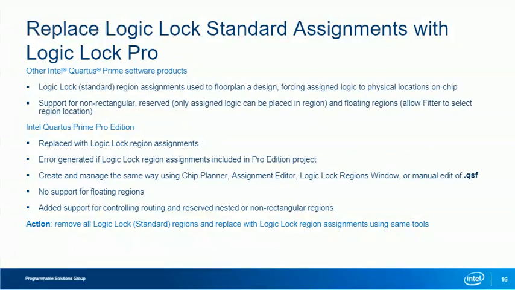A reserved region prevents the fitter from placing any logic in the region other than the logic assigned to that region. A floating region is a region without a specific assigned location on the device, allowing the fitter to choose the best location based on design constraints, including resource usage and timing requirements.